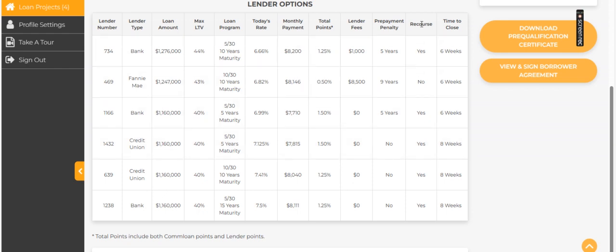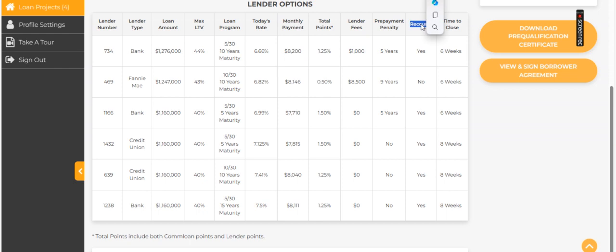there's a column here called recourse. And some people have asked me in the past, what exactly does that mean? I just wanted to share with you exactly what recourse is all about. So there's what they refer to as a recourse and non-recourse loan. And a recourse loan, sometimes you'll hear people refer to it as recourse debt, holds the borrower personally liable.